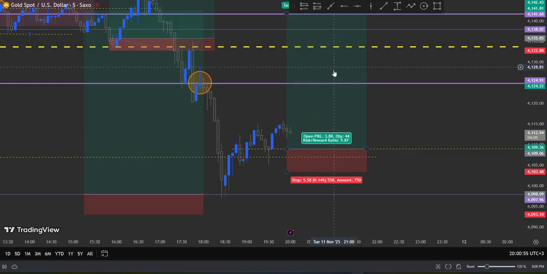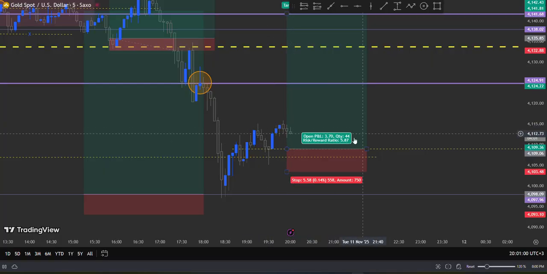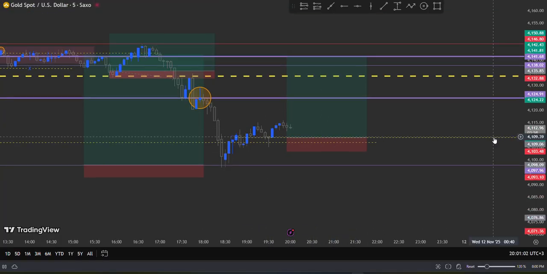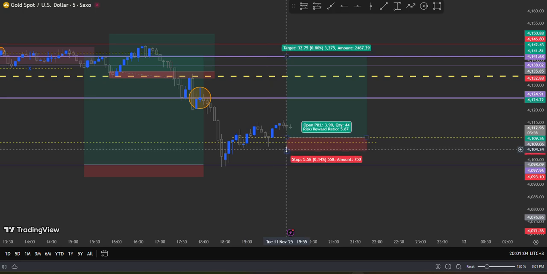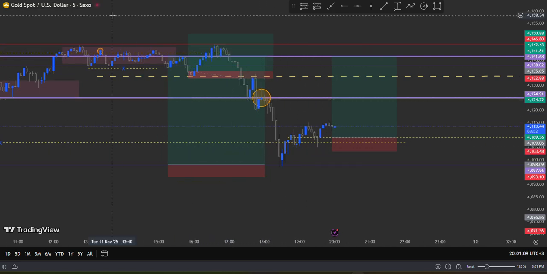So since we are going into the Asian session, yeah, let's wait and see what the market is going to do. But this zone here may be valid, so our stop loss may be huge. Yeah. Okay, thank you guys.